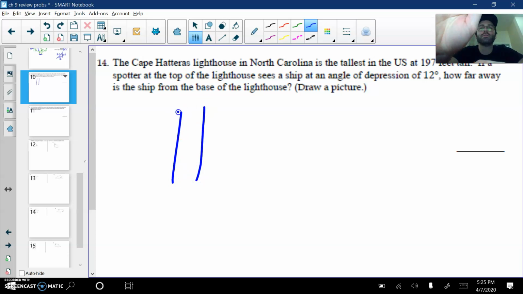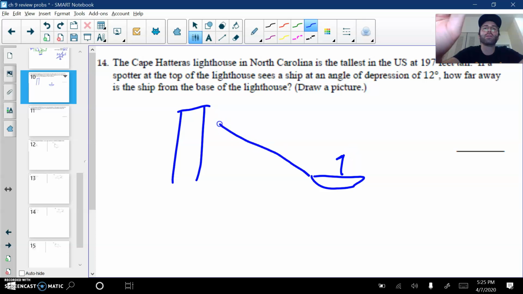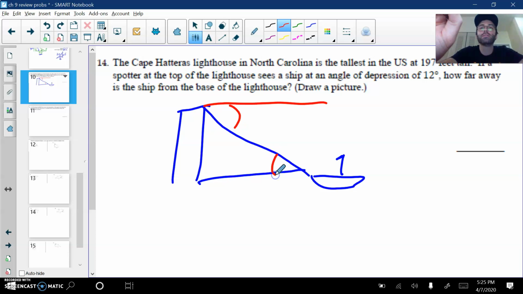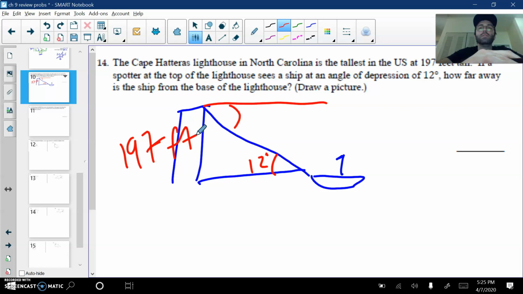Here's our lighthouse right here. Okay. Here's our ship right there. So if it's looking up, and here's our right triangle, the angle of depression, remember, is this angle here, but that's going to be the same as there, so that's also 12 degrees. How tall is it? Well, it says it's 197 feet. Okay. How far is it away? Here's our lighthouse, that's X.